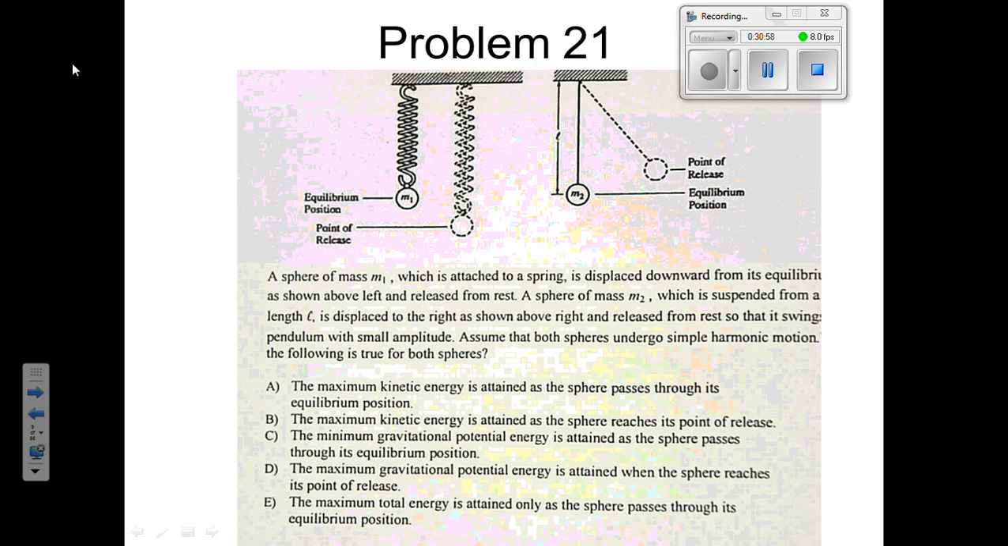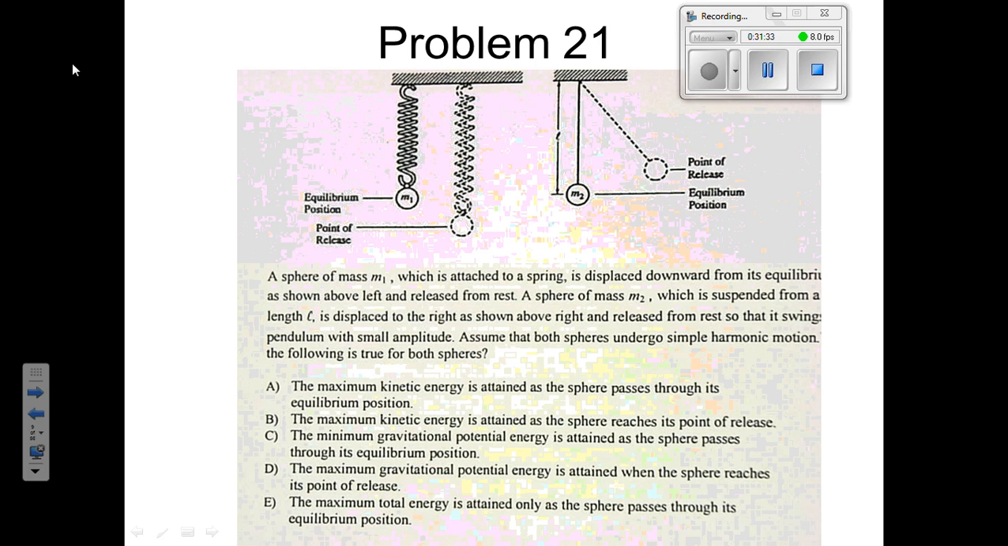21 says a sphere of mass m1, which is attached to a spring, is displaced downward from its equilibrium position as shown above left and released from rest. A sphere of mass m2 is suspended from a length L, is displaced to the right as shown above and released from rest so that it swings with the pendulum with a small amplitude. Assume that both spheres undergo simple harmonic motion. The following is true for both spheres. Let's just go through the choices.